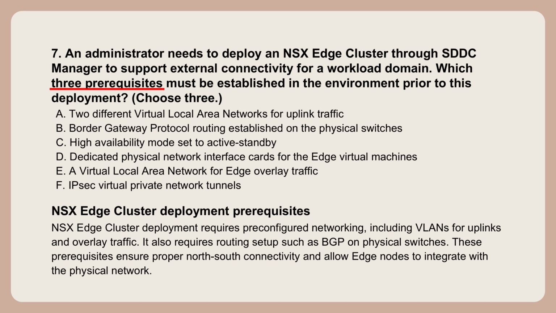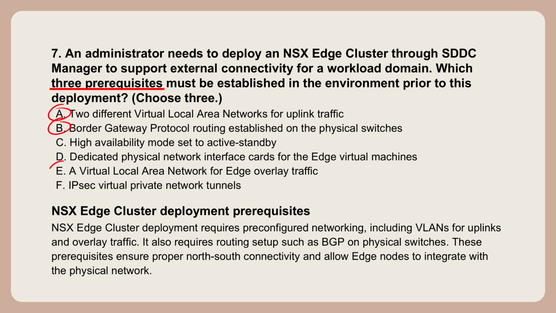Wow, okay. This one really separates the novices from the architects. The 3 correct answers are A, B, and E. Okay, let's walk through the mechanism. Well, to deploy an NSX Edge Cluster, you are building the bridge between your virtual networks and your physical data center network. Right. To do that, you need two physical paths for redundancy, which means option A is correct. Two different VLANs for uplink traffic.